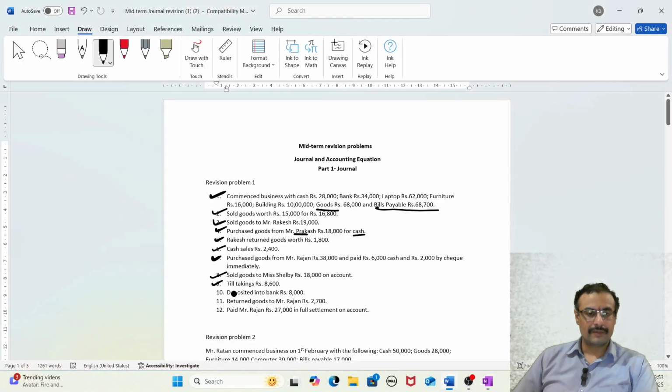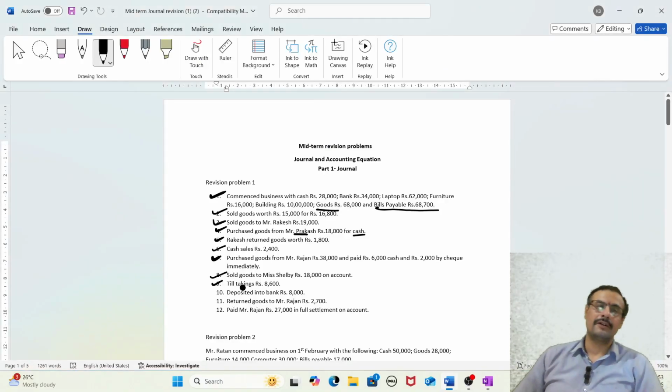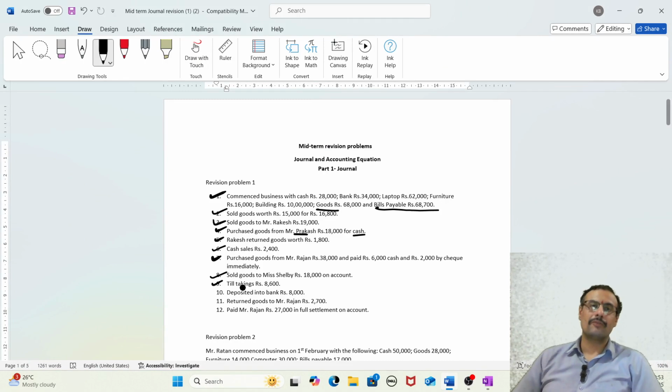Then the 11th one. In your exam, ideally there will be about 10 to 11 transactions, but I am going to give more transactions so that we'll practice more.